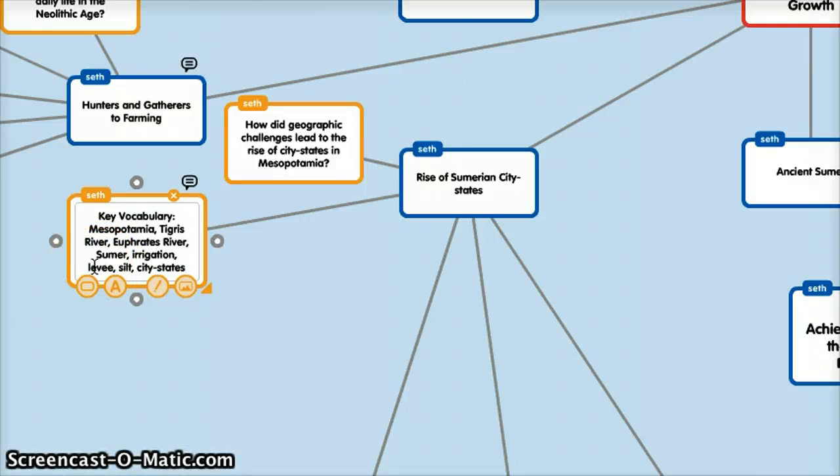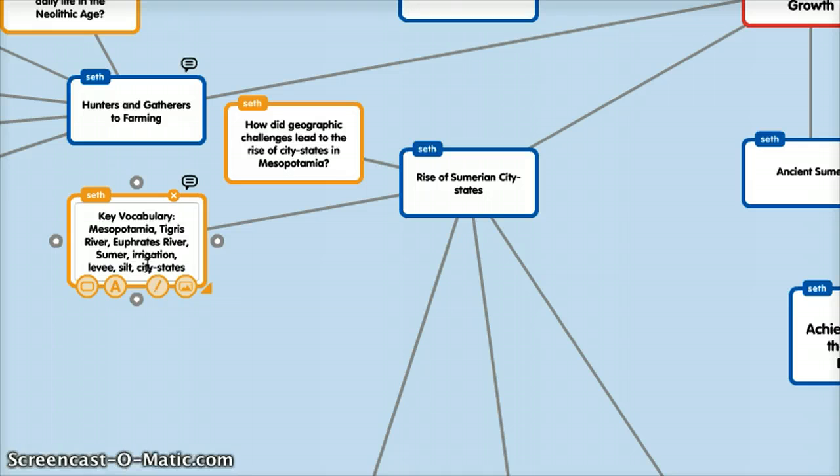They do have to deal with floods, so what they do is they build walls around their rivers. They call those levees. The levees are designed to keep the flood waters from destroying your crops. They also had to deal with silt. Silt is a really fine rock particle that can make for really fertile soil, but it can also clog your irrigation system.